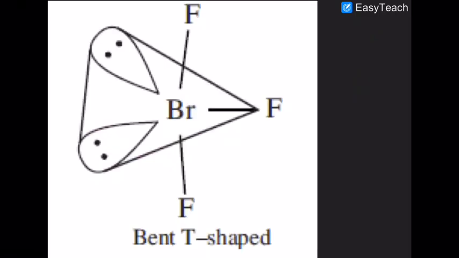Now look at the structure of BrF3. In case of BrF3 also you have a bent T-shaped structure. Why? Because of the presence of lone pairs. Remember that lone pairs occupying the equatorial position in sp3d is very, very important.